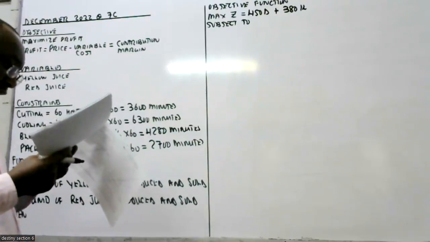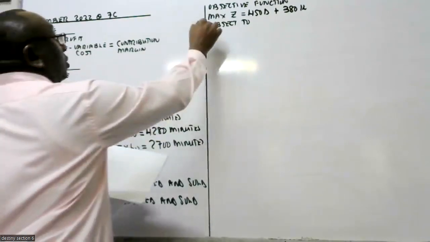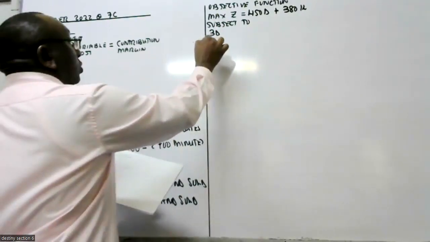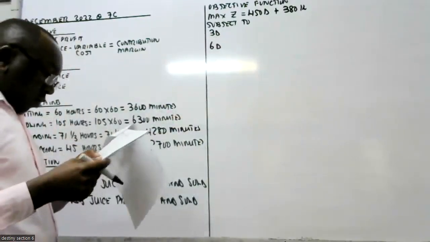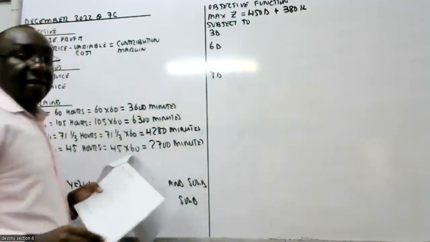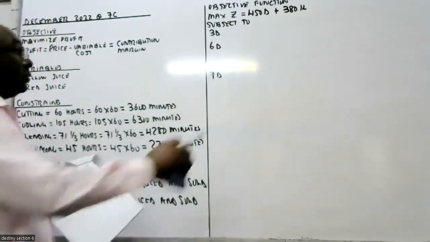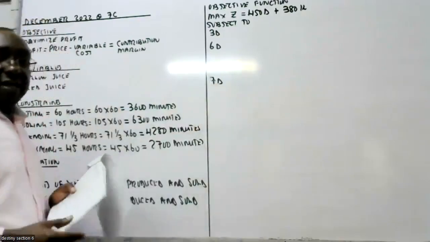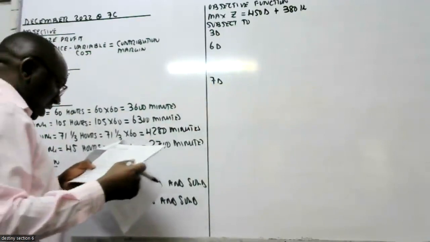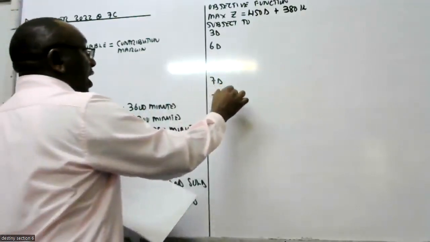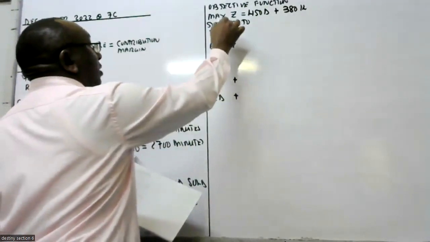When we look at yellow juice, we are told one packet of yellow juice requires 3 minutes of cutting. So this is 3D. It also requires 6 minutes of breading, so 6D. It also requires 7 minutes of cooling, so 7D. And then it requires 2 minutes of packing, so 2D. So those are the requirements for the yellow. So we say plus.